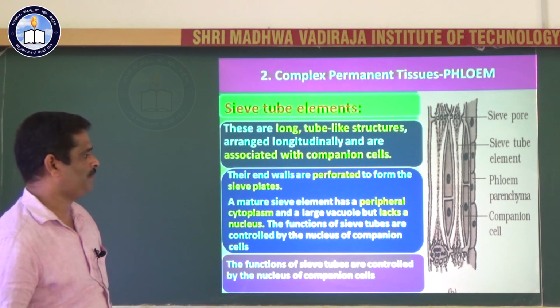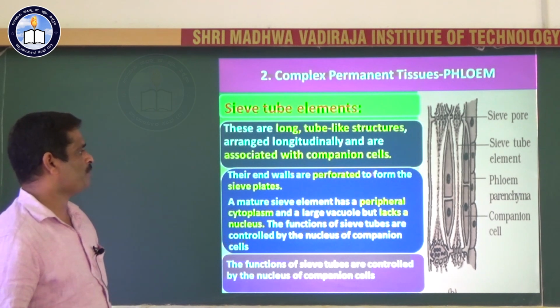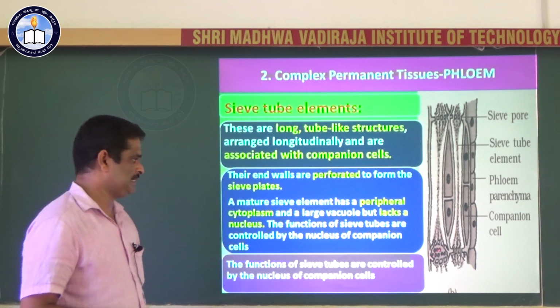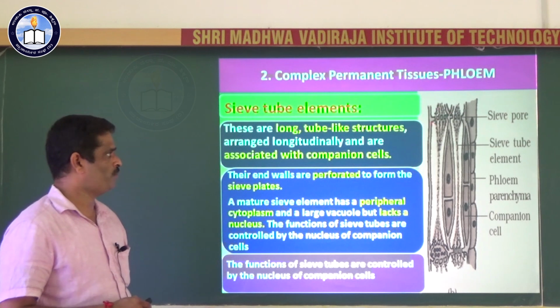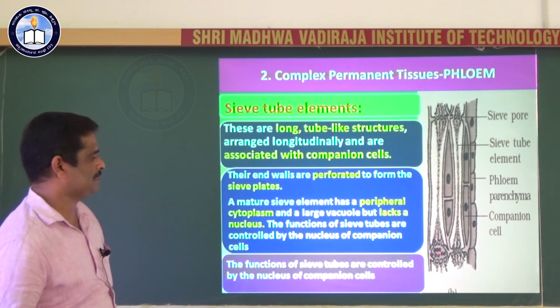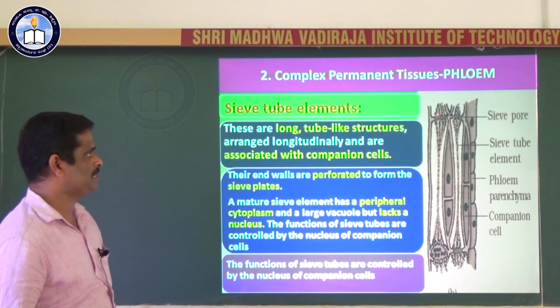This is one sieve tube member. This is another sieve tube member. Their end walls are perforated to form the sieve plate. So here this is the end wall and this is the end wall. The end walls show perforations to form a plate called the sieve plate. The sieve plate has pores called sieve pores.